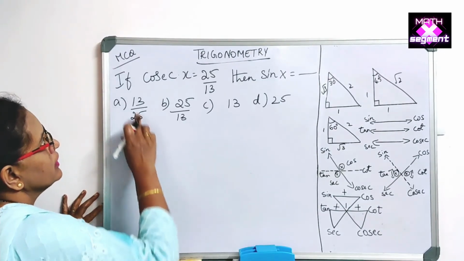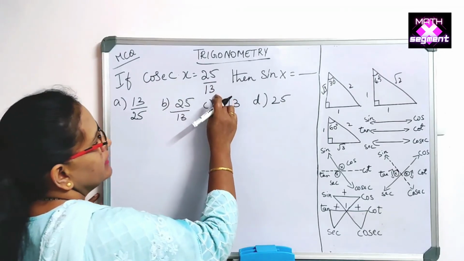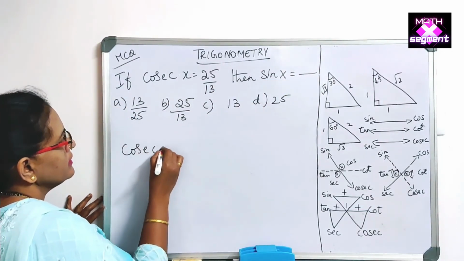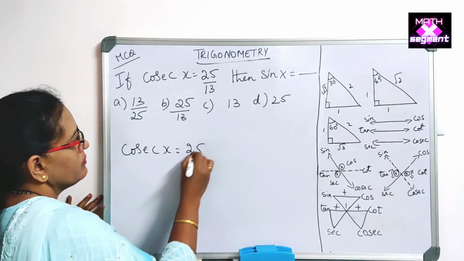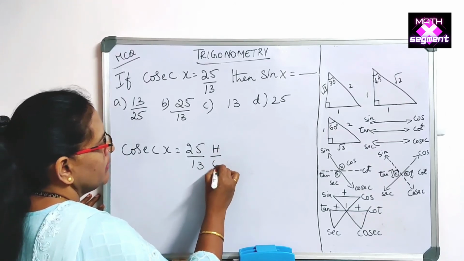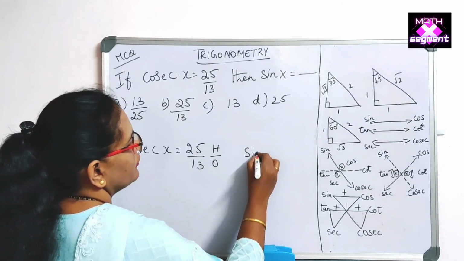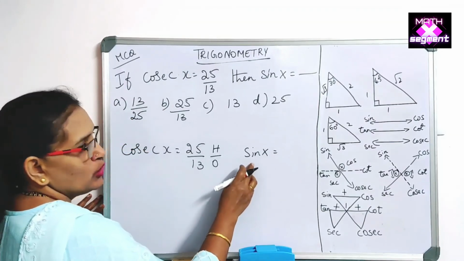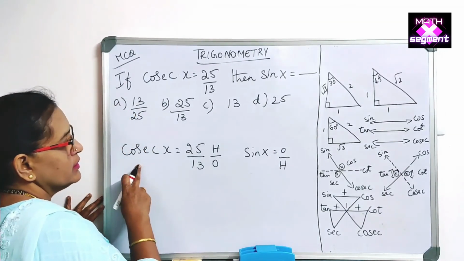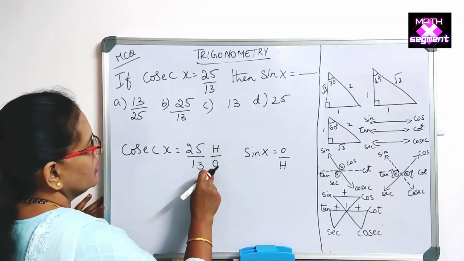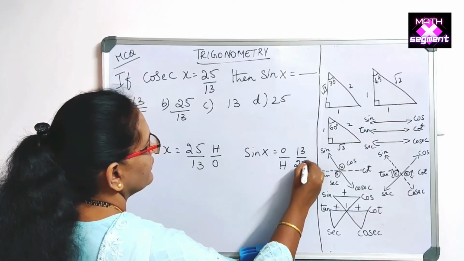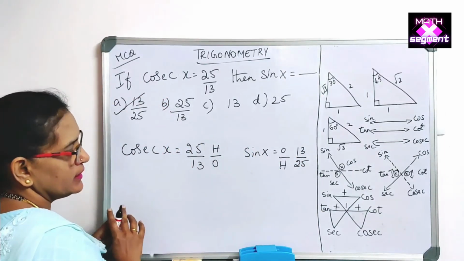Let's solve the next question. If cosecant x is 25 by 13, then what is sin x? Here they have given us cosecant x, which is 25 by 13. Cosecant is hypotenuse divided by opposite, and you have to find sin x. We know sin is opposite by hypotenuse. That means the inverse of cosecant is sin. So it is 13 by 25. So option A is the correct answer.